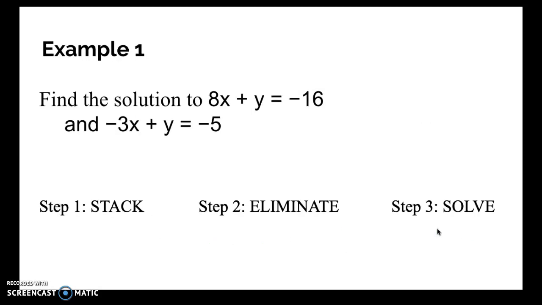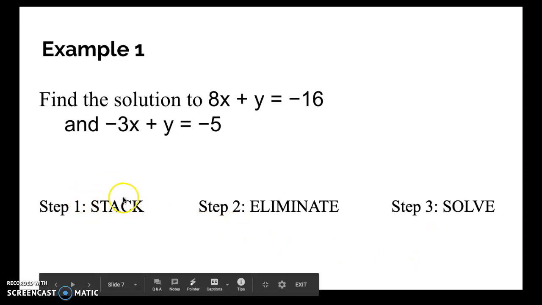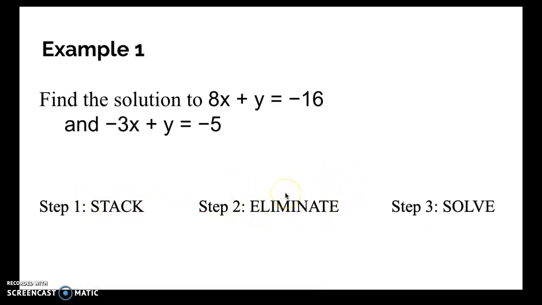So what we're going to do is solve a system here, and I'll go through this step by step. Our steps are: step 1, we're going to stack the equations. Step 2, we're going to either add or subtract them to get rid of one of the variables. And step 3, we're going to solve for both variables, x and y. So let's take a look at those two equations.